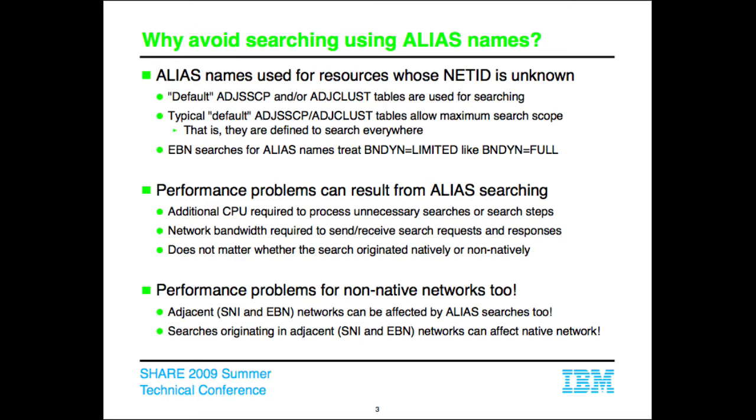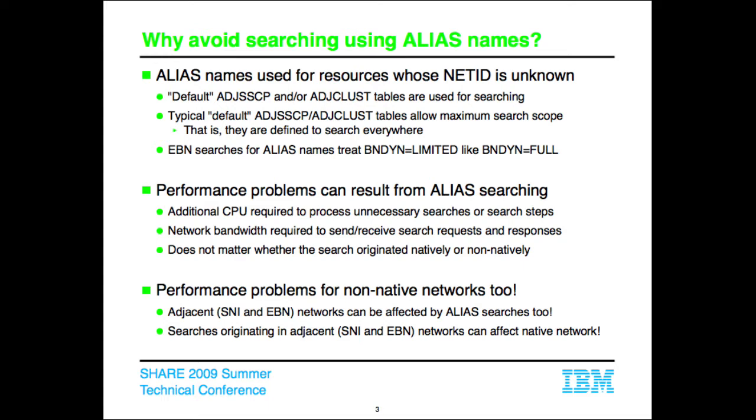The default adjacent SSCP table is the one that you would use for searching when you're not sure of the net ID. Typically, you can define adjacent SSCP tables by net ID and also by owning CDRM. But if you're not sure what the net ID is, you're going to have to pretty much search everywhere. So your default adjacent SSCP and/or your default adjacent cluster table would be used for all alias searching. And therefore, you would typically have to define an adjacent SSCP or an adjacent cluster table that searches the entire world in order to guarantee that you can find the resource.